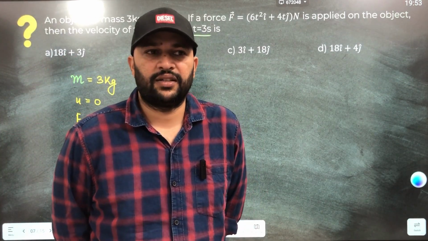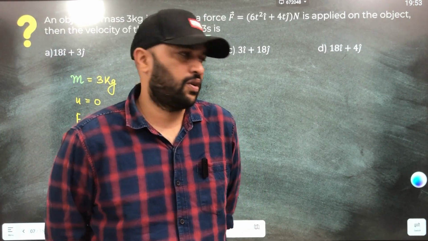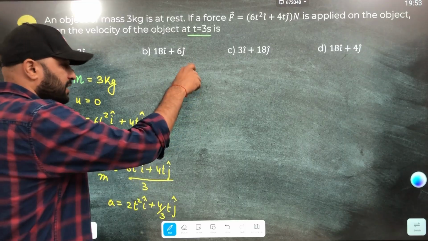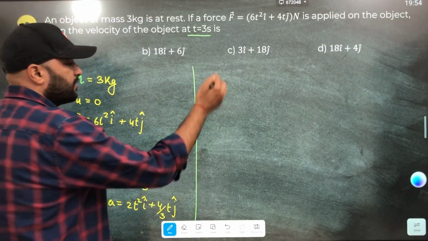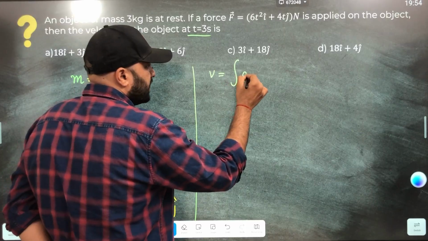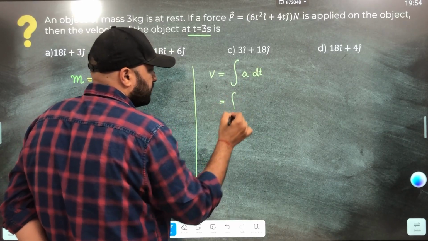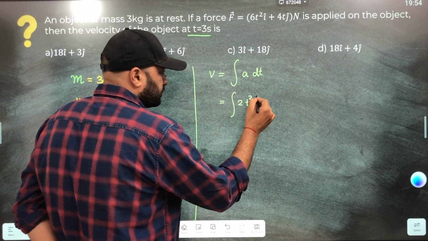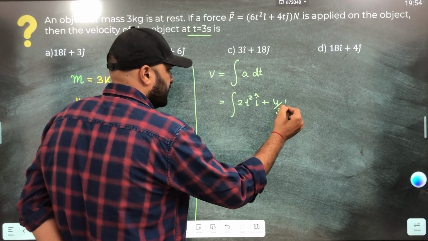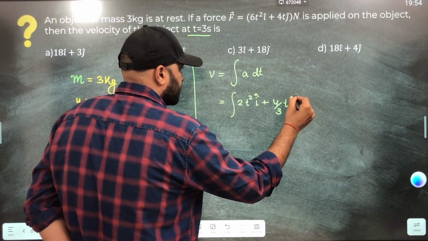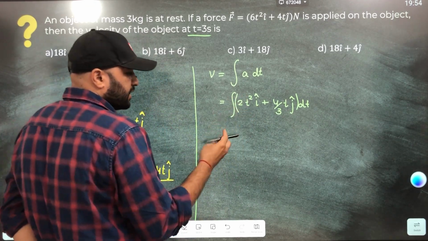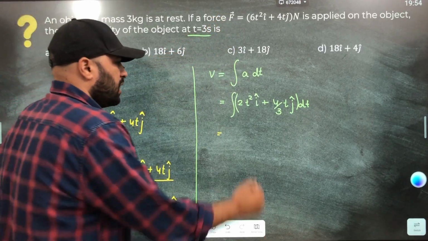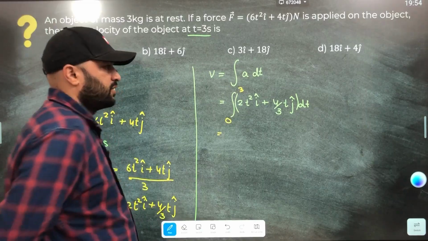How? By integrating it. We learned it in the previous lectures. If you have not watched it, the link is in the description. Again, I'm reminding you, these are from kinematics, right? So there you can go through it. There you will learn that velocity will be nothing but the integration of a dt. Correct? There we have discussed and done some PYQs on the same. So here it will be the integral of (2t square i cap plus 4 by 3 t j cap) dt. Let me just keep it in a bracket. Now, on integrating, this will be how much? And the time limit is 0 to 3 seconds because it started from rest. Initial velocity was 0, so 0 to 3.